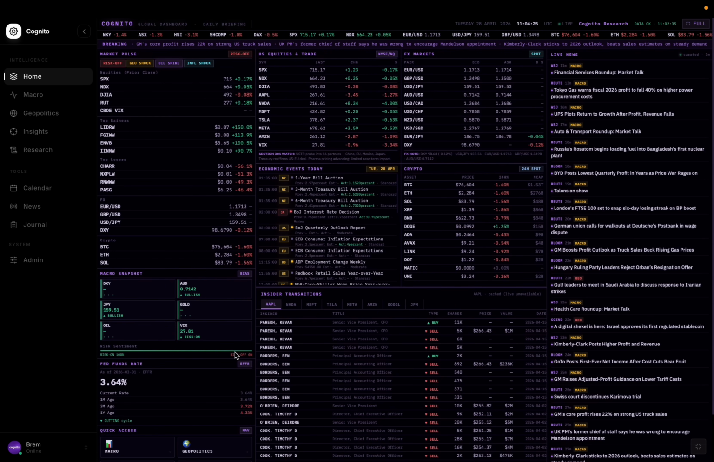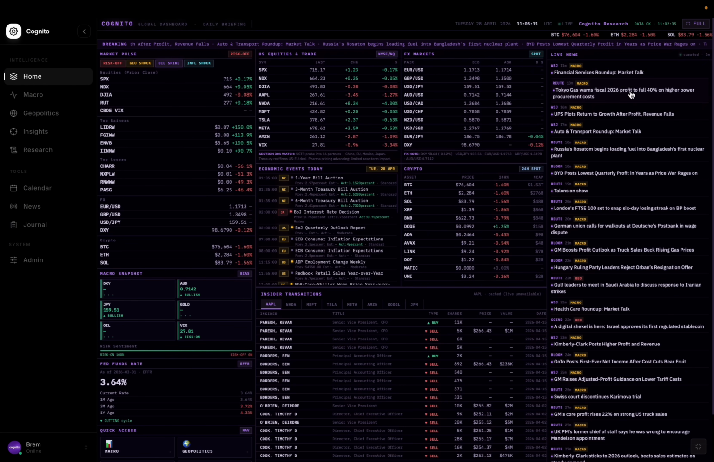We are going to be doing a demo of the web app. We're going to be going through all the different sections and all the different features and functions in the web app. Starting on the homepage, you instantly get a live snapshot of global markets in one place. So you can track US equities, FX markets, crypto, top gainers, top losers, and much more.